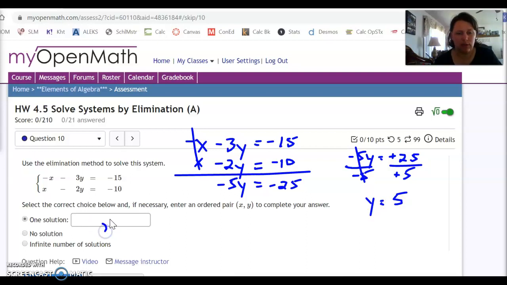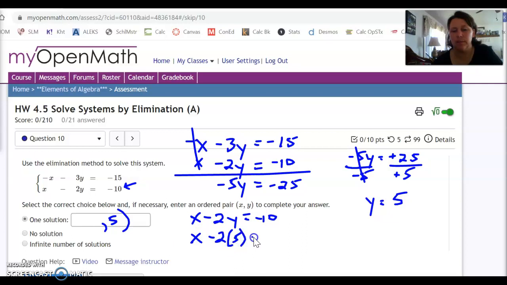So in this case, we're going to have the second half of the point. Now we do the same thing. Go back over here, choose an equation. I'm going to choose the second one: x minus 2y equals negative 10. And now we're going to plug 5 in for y. So we have x minus 2 times 5 equals negative 10. And so we get x minus 10, since negative 2 times 5 is negative 10, equals negative 10.